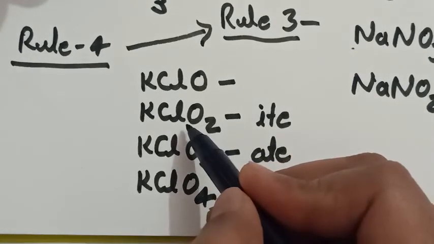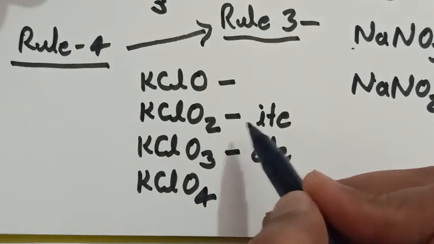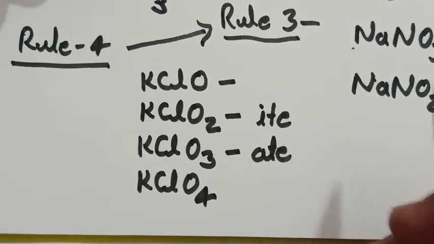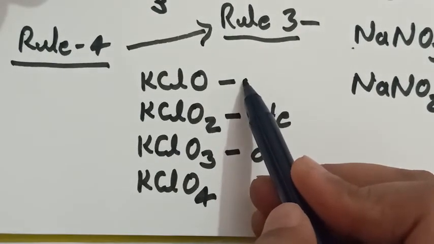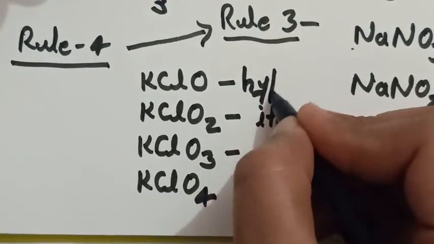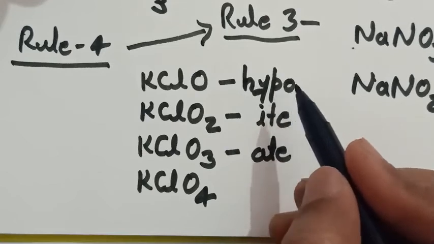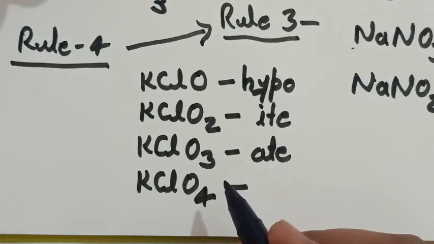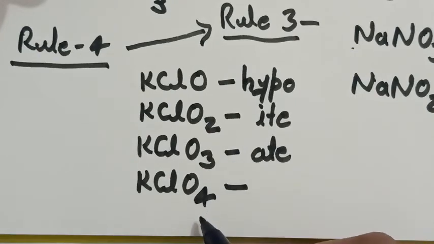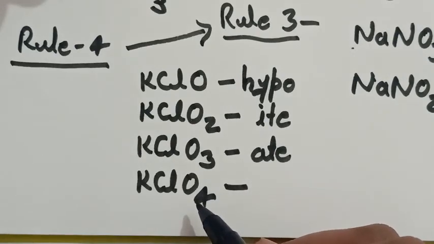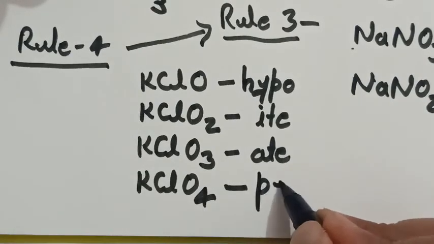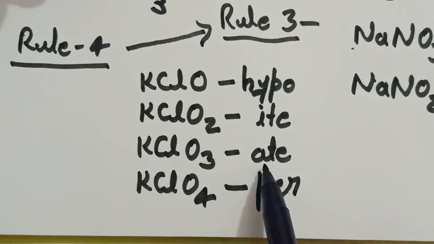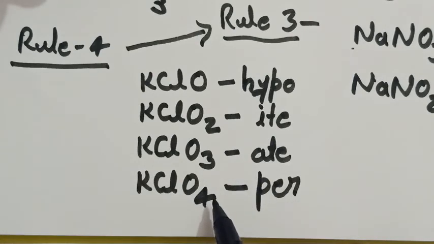The name of this compound is potassium chlorite. So the name of this will become potassium hypochlorite, whereas this compound is potassium chlorate. And if a compound has a higher amount of oxygen compared to its ate form, then the name of this compound is given by adding per. So this compound is potassium chlorate, whereas KClO4 will become potassium perchlorate.